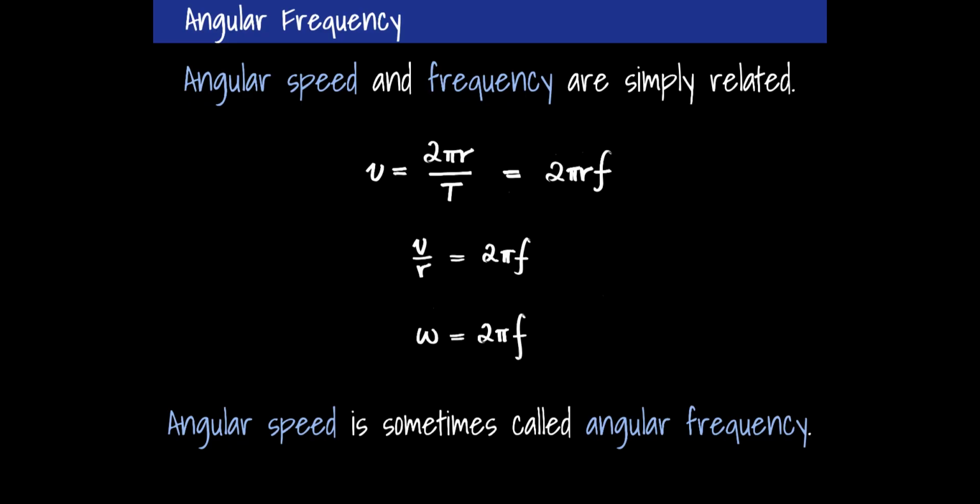I'll take this r that appears here on the right in 2 pi r f and divide it to the other side of the equation so that v over r is equal to 2 pi times f. Well, v over r is the angular speed. Omega is equal to 2 pi times the frequency.